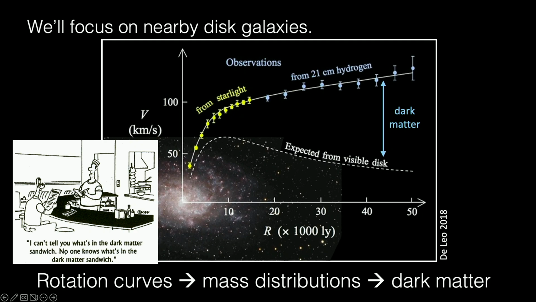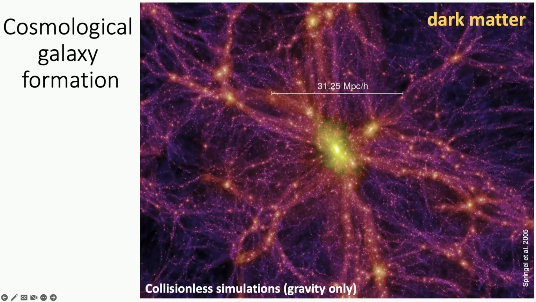So we can use atomic gas in nearby galaxies to measure rotation curves and get at the distribution of dark matter in the outer parts of galaxies, beyond where the stars live, where the mass distribution is dominated by the dark matter. And what we'd like to do is connect that to predictions for cosmological galaxy formation and what those mass distributions should look like.